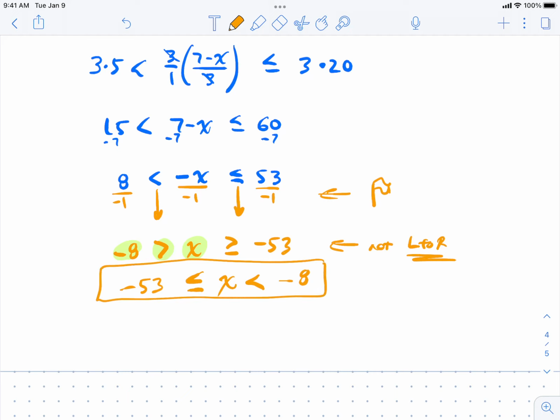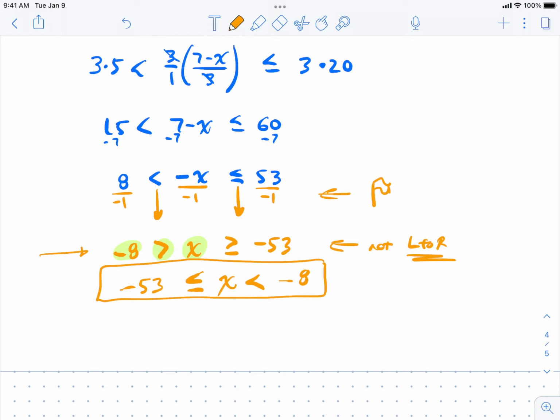So if you ever get to a point like this where everything's backwards, flip it around. It should always be less thans, or less than or equals. Always, always, and it should always go left to right along the number line, from small to big. Always, always, always. Otherwise, there's a problem.